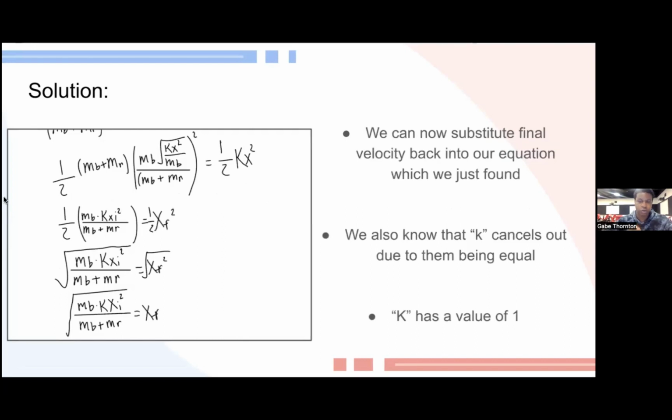Awesome. So further into our solution, we can now substitute final velocity back into our equation, which we just found. So we have 1/2 our combined masses again, because we're looking at the second collision as the spring is going to compress, times MB, square root of our spring constant, distance squared, over MB again, over the combined masses, and all of this squared equals 1/2 KX squared.